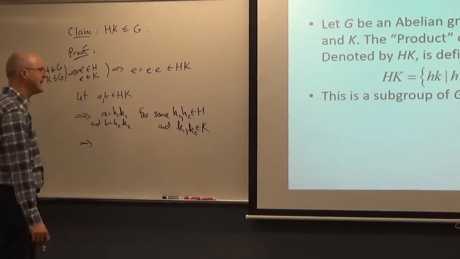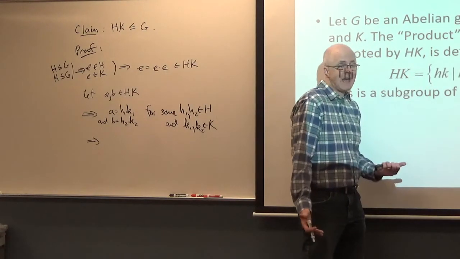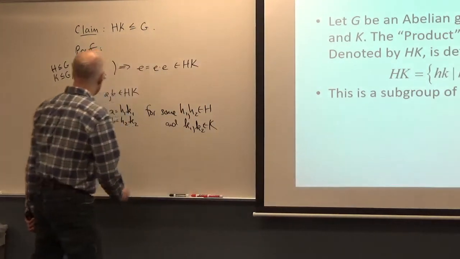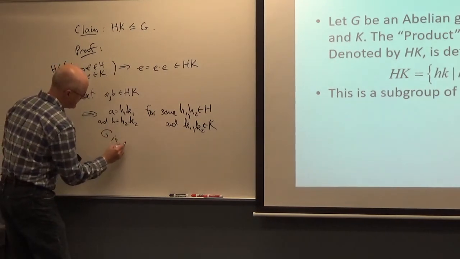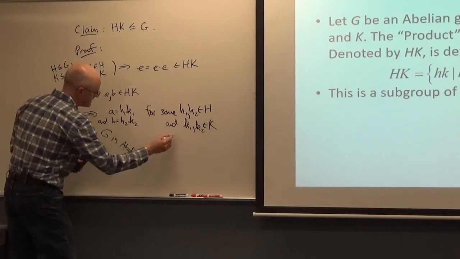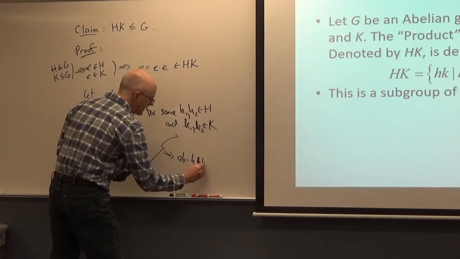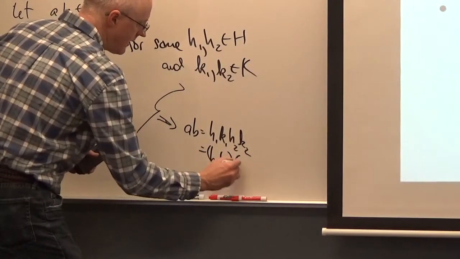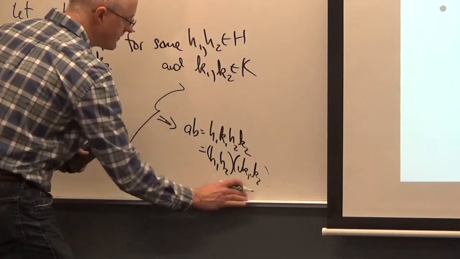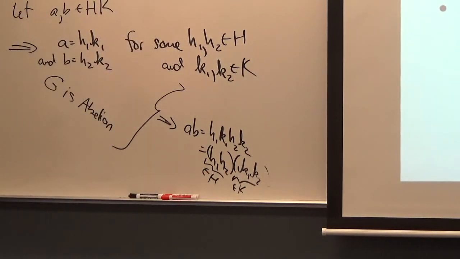So can their product be written in this form? Can the product A times B be written as something in H times something in K? And the answer is yes, but you do need the fact that G is abelian to help you finish it. This plus the fact that G is abelian, these two things together imply AB equals H1 K1 times H2 K2, rearranged by the fact that it's abelian, to H1 H2, I'll put parentheses in here for emphasis, times K1 K2. That's in H since H is a subgroup of G, and this is in K since K is a subgroup of G. We have those facts as well.